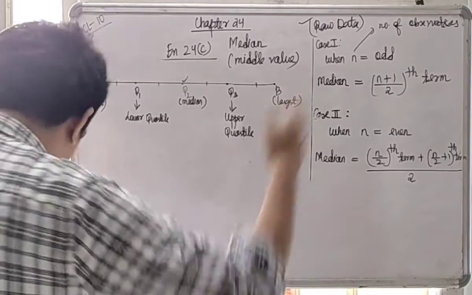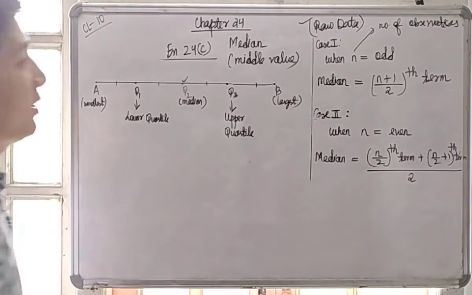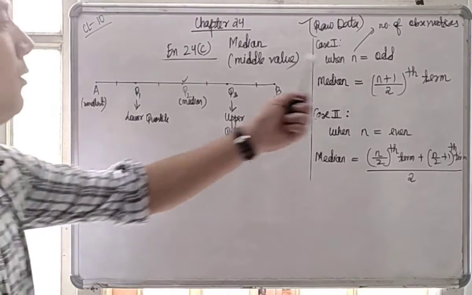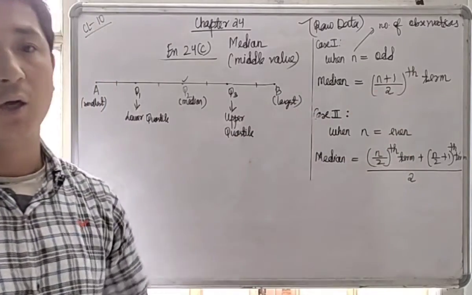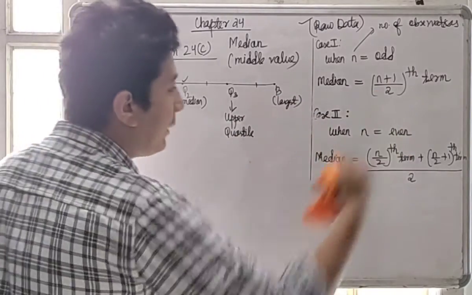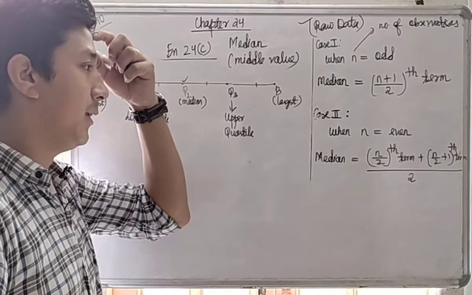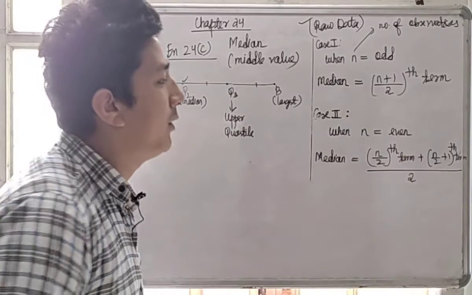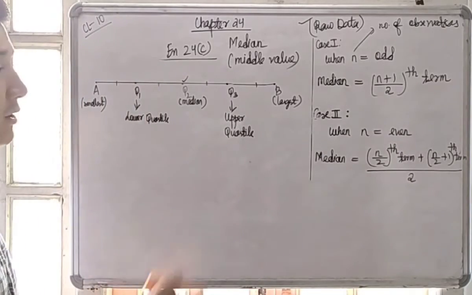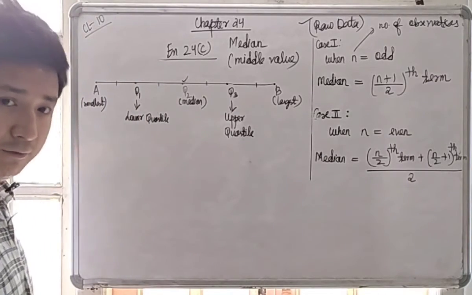So median we already know. These are the formulas for median. When n is odd, the (n plus 1) divided by 2th observation, and when n is even, the n by 2th observation plus the (n by 2 plus 1)th observation, divided by 2. So these are the values for median when n is odd and even.